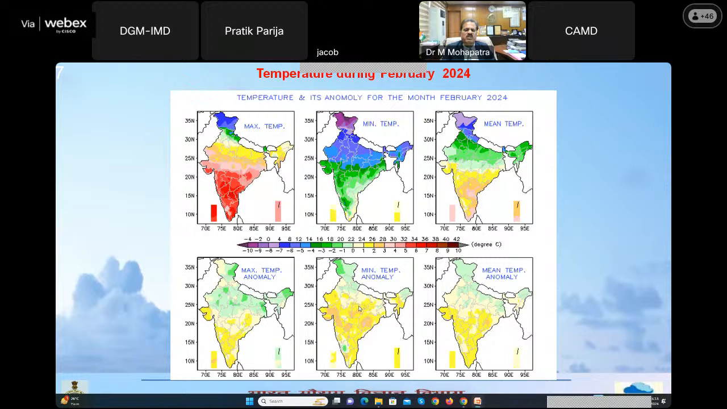Once you have many western disturbances, you have cloudy conditions, therefore the minimum temperature rises. Therefore, even in north and central India, minimum temperature was above normal. Now considering both maximum and minimum, that is the mean temperature anomaly, we find that peninsular India was above normal, and the Indo-Gangetic plains, eastern Himalayan region, etc., were below normal.